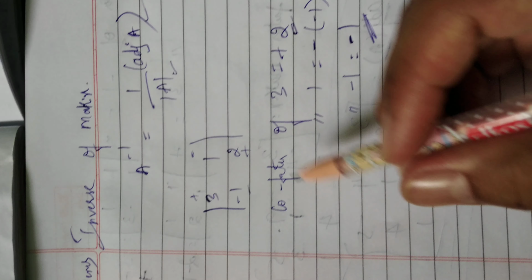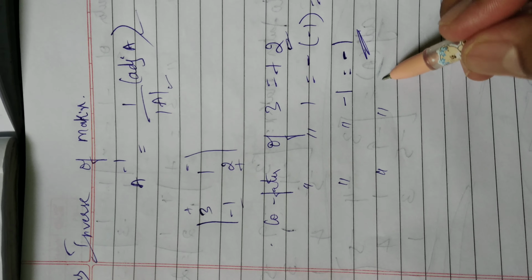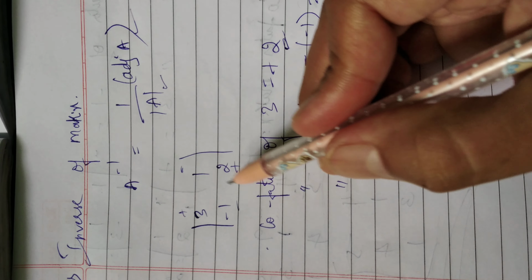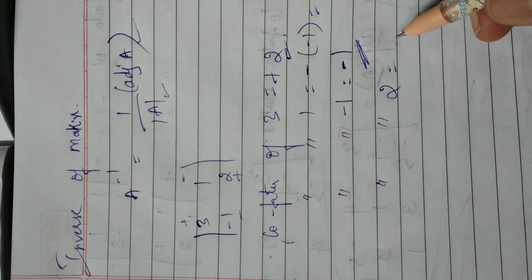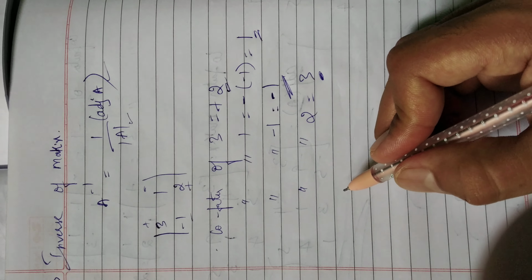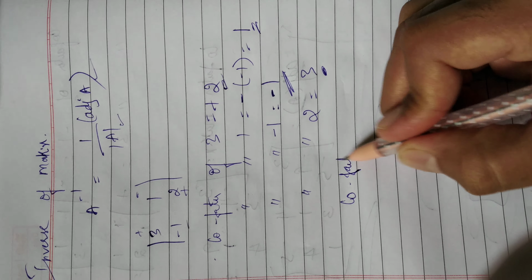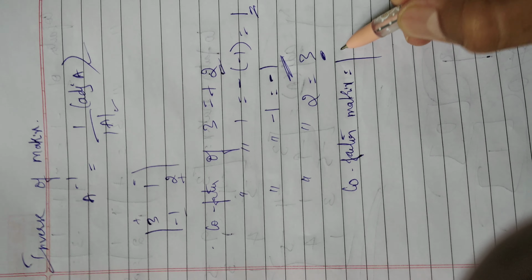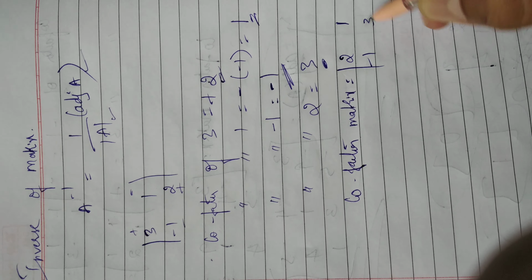Then what is the cofactor of 2? Cancel out its row and column, and what is remaining is plus 3. So this is the cofactor matrix. The cofactor matrix will be plus 2, 1, minus 1 and 3.